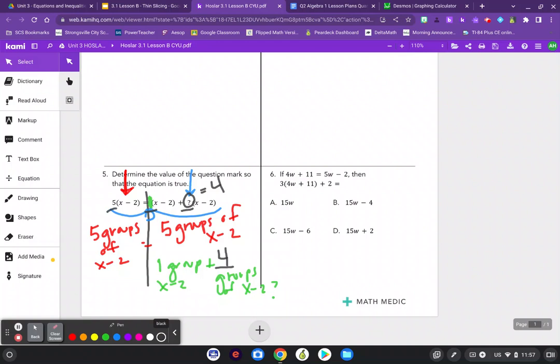So again, your job is to try to maintain that balance and see what you can do in question 6. If you have questions, let me know.